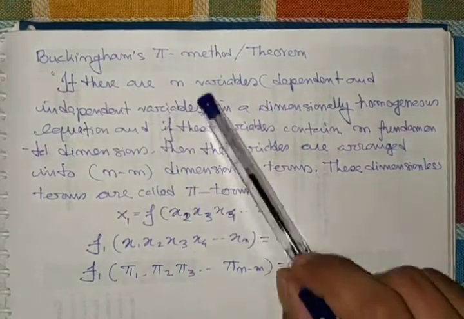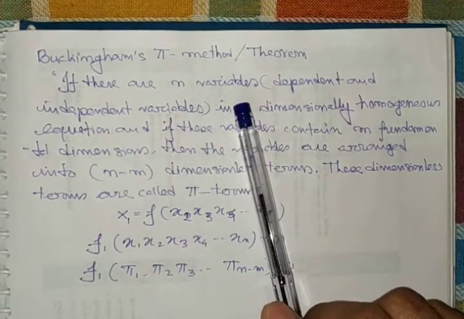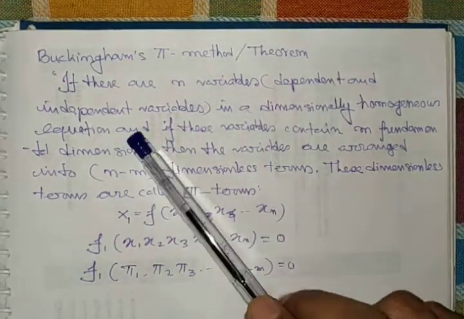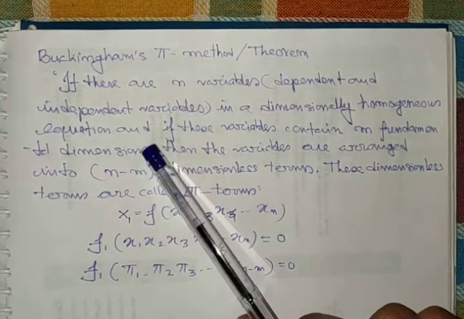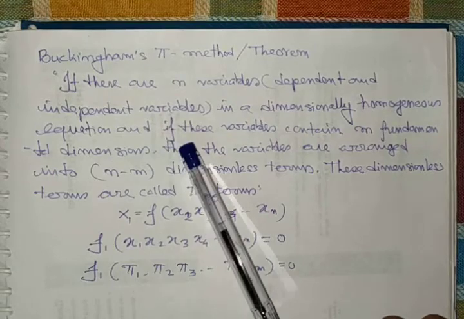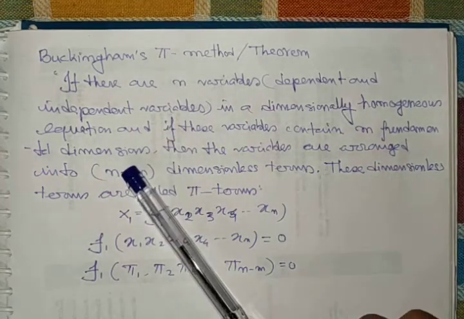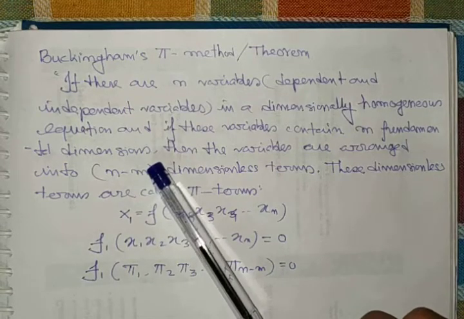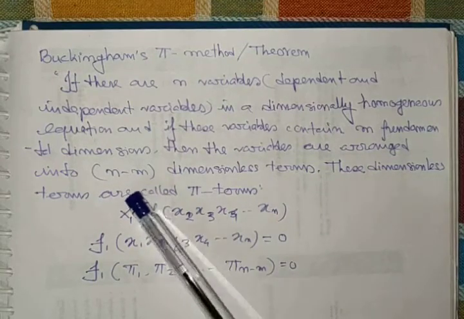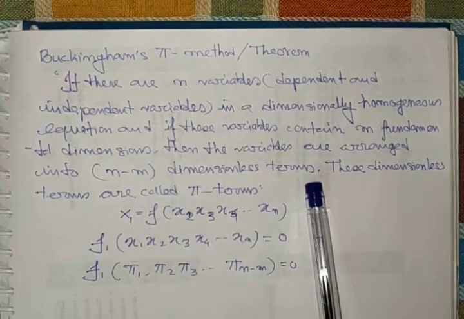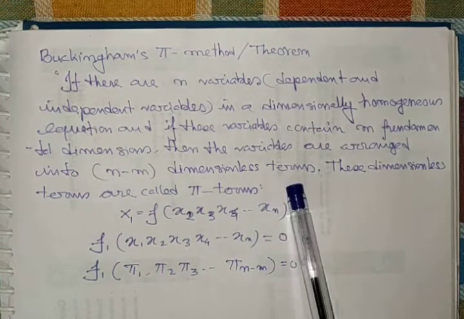So the Buckingham Pi method or theorem says: if there are n variables, both dependent and independent variables, in a dimensionally homogeneous equation, and if those variables contain m number of fundamental dimensions, then the variables are arranged into n minus m dimensionless terms, and those dimensionless terms are called pi terms.